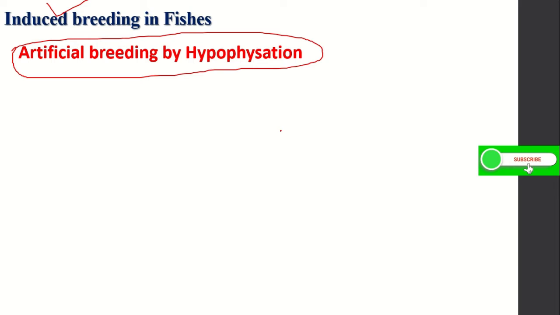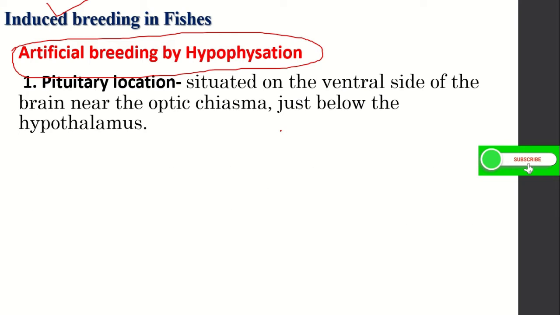First of all, we must know the pituitary location. The pituitary is situated on the ventral side of the brain, near the optic chiasma, just below the hypothalamus. This is the particular location of the pituitary gland. It contains particular hormones like FSH and LH, which induce breeding in the fish.